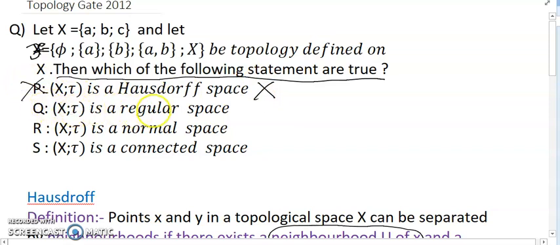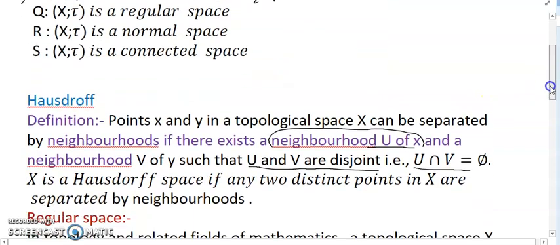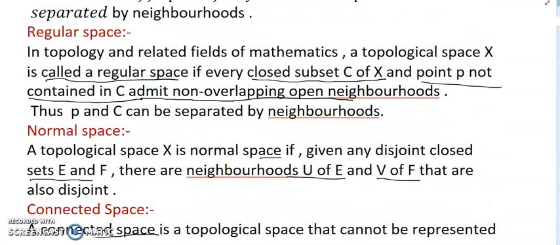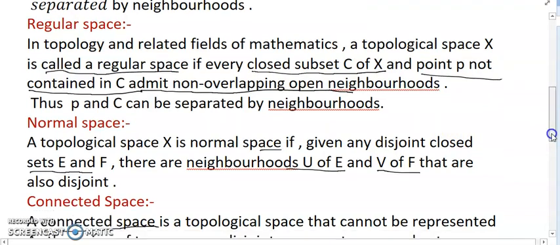Next, Q is regular space. Okay friends, regular space. So I go to the definition. What is regular? In topology and related fields of mathematics, a topological space X is called a regular space if every closed subset C of X and a point P not contained in C admit non-overlapping open neighborhoods. Thus P and C can be separated.